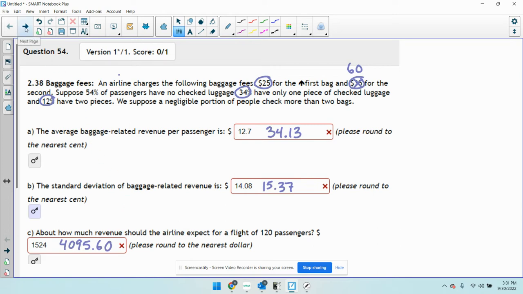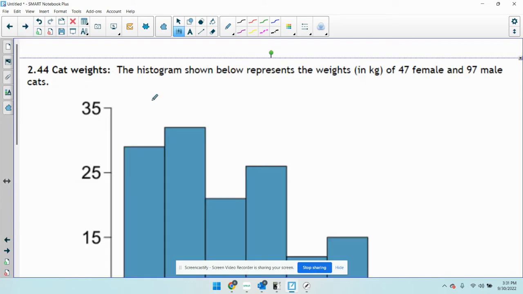Okay. All right, let me resize this one a little bit.